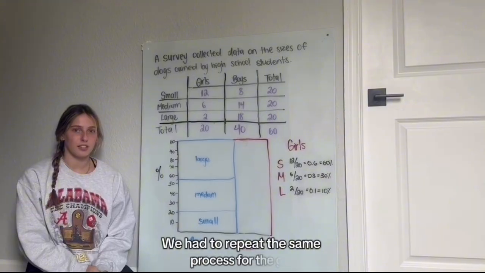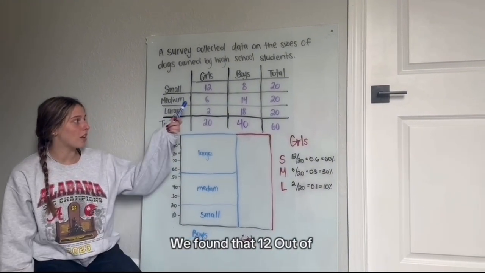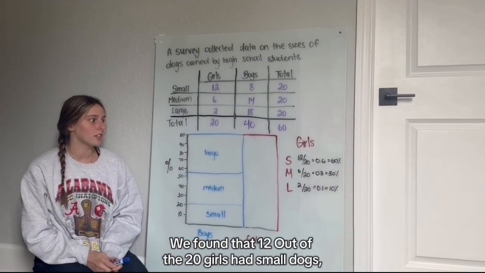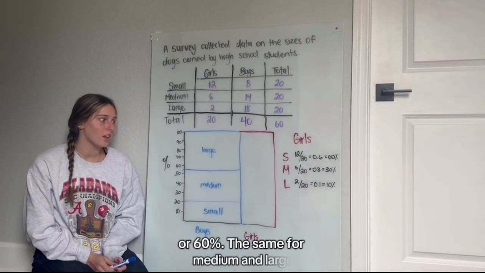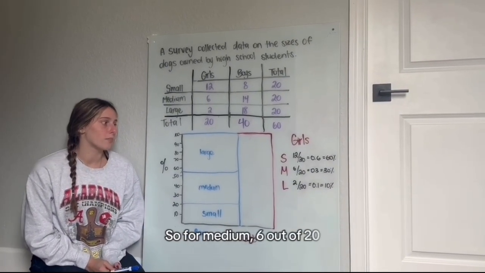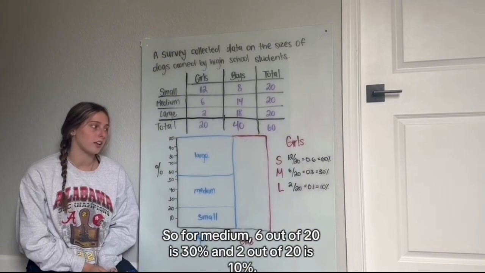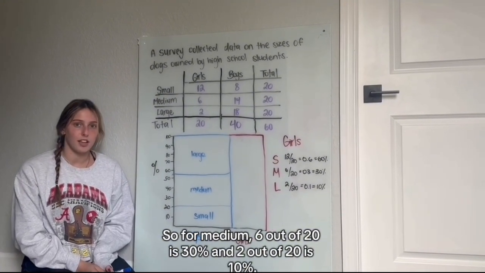We have to repeat the same process for the girls. We found that 12 out of 20 girls had small dogs. 12 divided by 20 is 0.6 or 60%. The same for medium and large. So for medium, 6 out of 20 is 30% and 2 out of 20 is 10%.